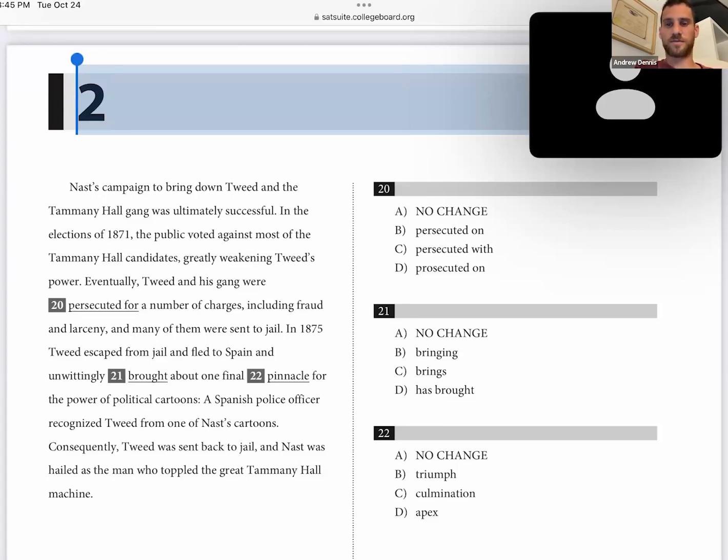Including fraud and larceny, and many of them were sent to jail. I teach for the bar exam, so I can teach you all about fraud and larceny and these things. But right now, we'll just focus on the grammar, but it's prosecuted.